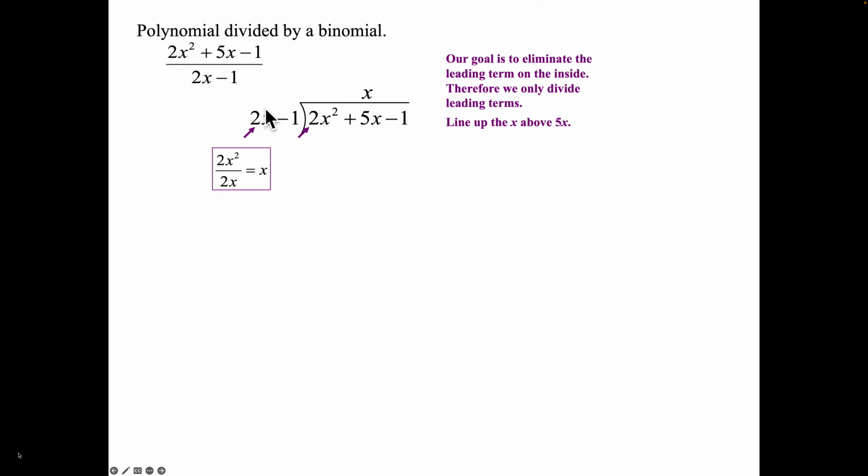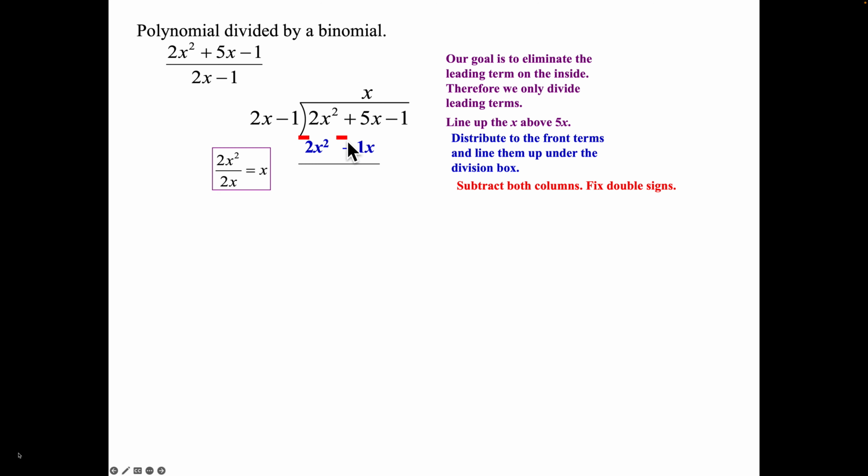Multiply that now to the front. So x times 2x has to be this 2x squared. That's a given. And x times a minus 1 is a minus 1x. It's a given because we divided this right here. We divide, you multiply, you should come right back to where you started. Subtract both columns. Guaranteed this leading term cancels. 5x minus a negative, two minus signs, so that's going to become plus plus. That's a 6x. Bring down the minus 1.